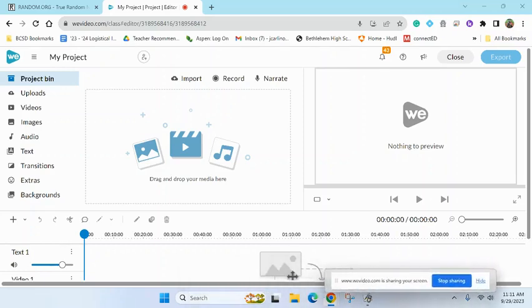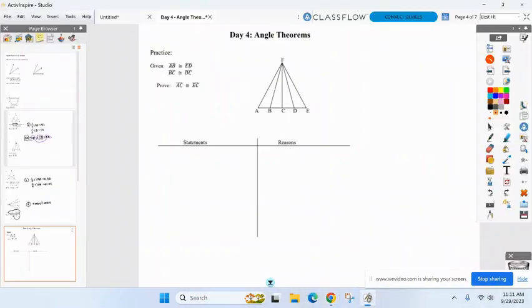All right, I'm going to give you guys a few minutes to start this first proof on your own. Nothing new is needed for this proof.